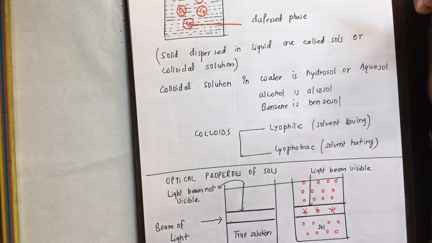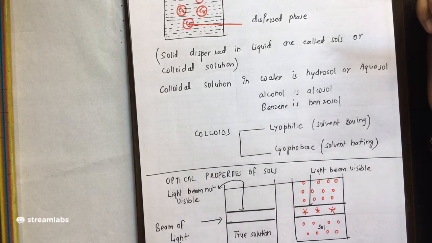If you talk about solid dispersed in gas, what is it called? Smoke. Dust is an example of smoke. If you talk about solid dispersed in liquid, this is called a sol, which we are discussing, a colloidal solution. For example, paint and ink. And if you talk about the solid in solid category, then ruby glass comes.